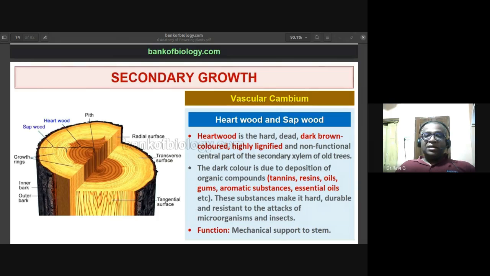So that is the nature of it. Why are they dark in color? They are dark in color due to the deposition of various organic compounds like tannins, resins, oils, gums, aromatic substances, essential oils. These substances make the non-functional secondary xylem very hard, durable, and resistant to the attack of microorganisms and insects.